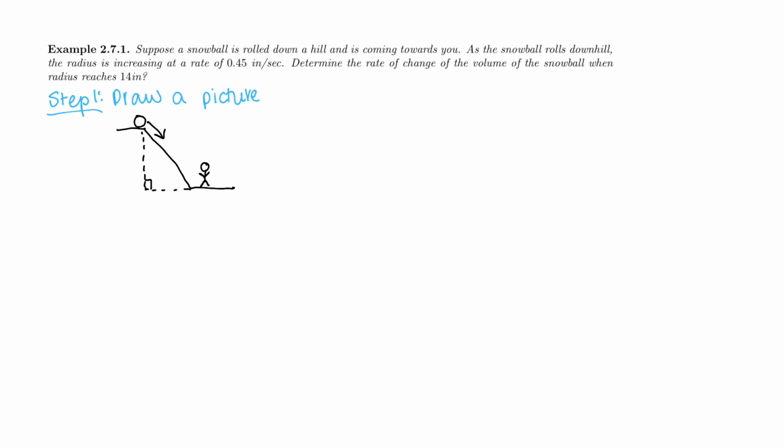Is there any other information they gave us I can use? We roll down a hill. It's coming towards me. It rolls down, increasing at a rate of 0.45 inches per second. I'll come back to that information. Determine the rate of change of the volume of the snowball when the radius reaches 14 inches. Okay, well, that's about enough information. That's all I can do for a picture. So our second step, we want to identify what we know and what we want to know.